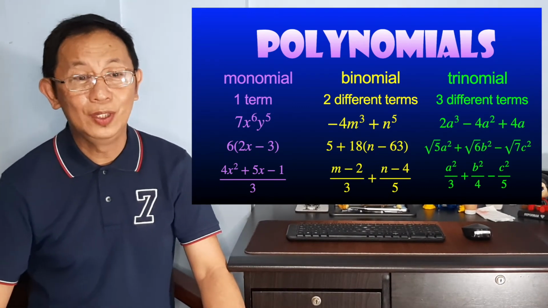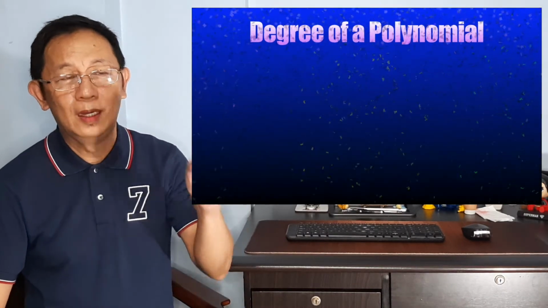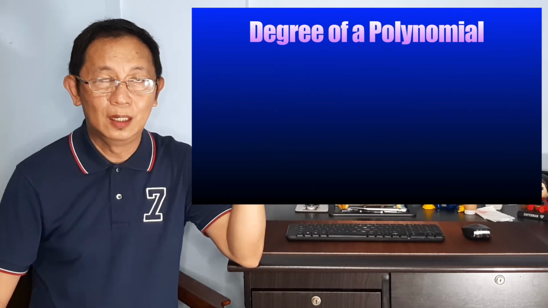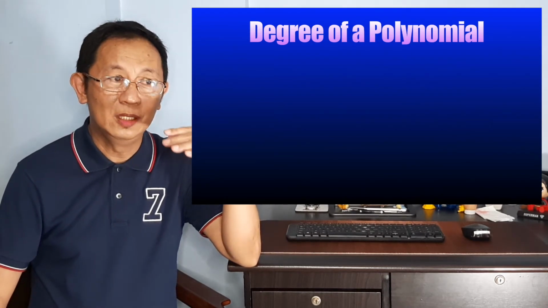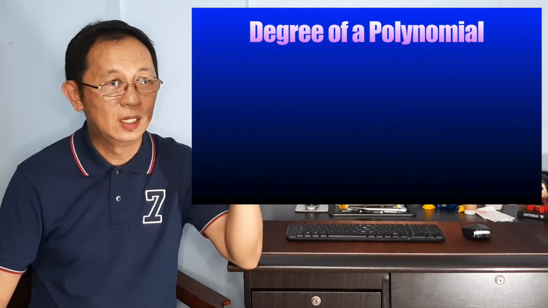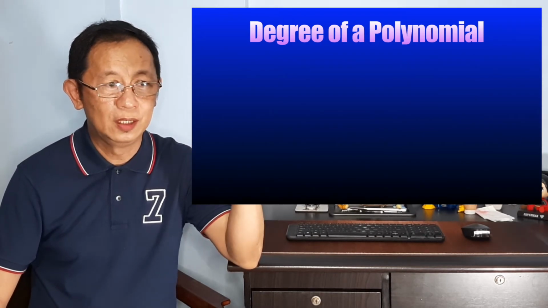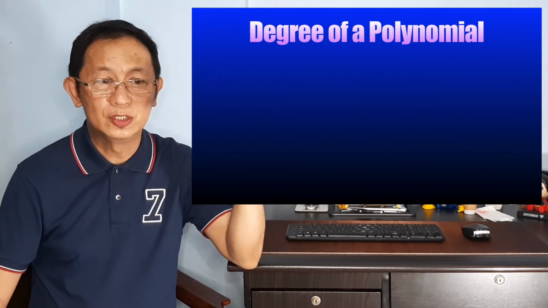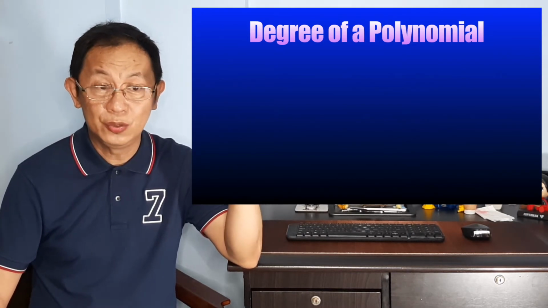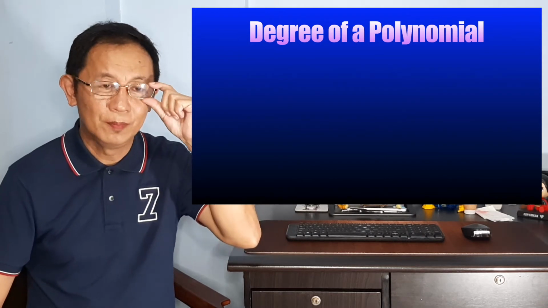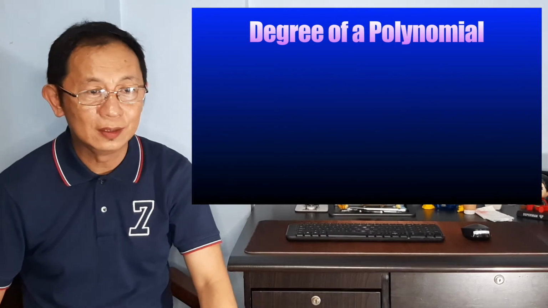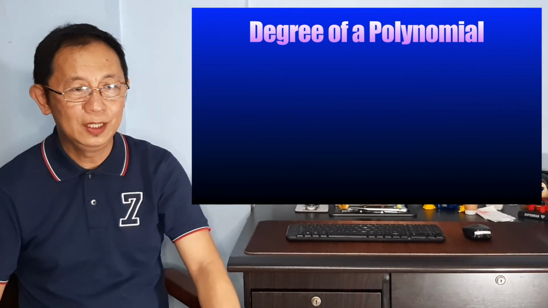Merong degree ang polynomial, no? Kanina, diniscuss natin yung degree of a monomial. Yung degree ng monomial, yung sum, no? The sum of the exponents of the two or more variables. Pero pag isa lang yung variable, kung ano yung degree niya, kung ano yung exponent niya, yun yung degree niya. Pero ano ba ang pinagkaiba niya sa degree of a polynomial? So ito ang ibig sabihin.